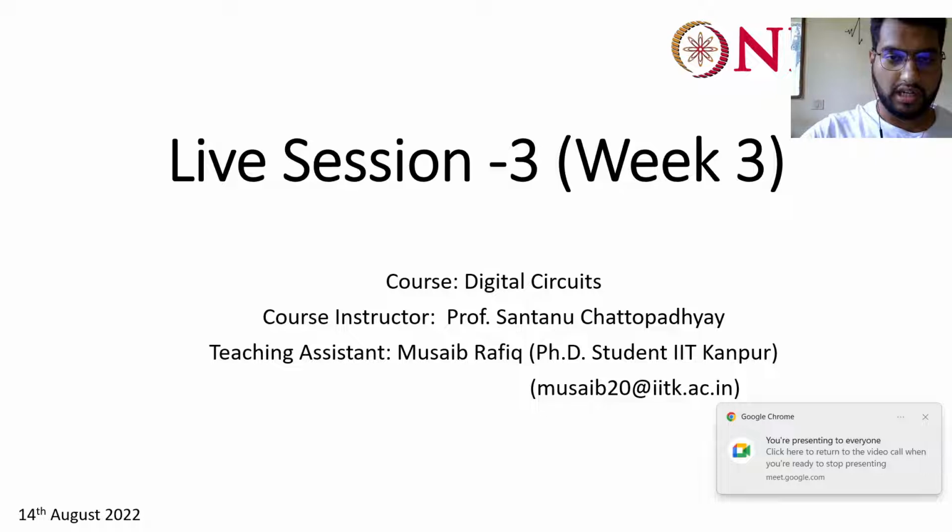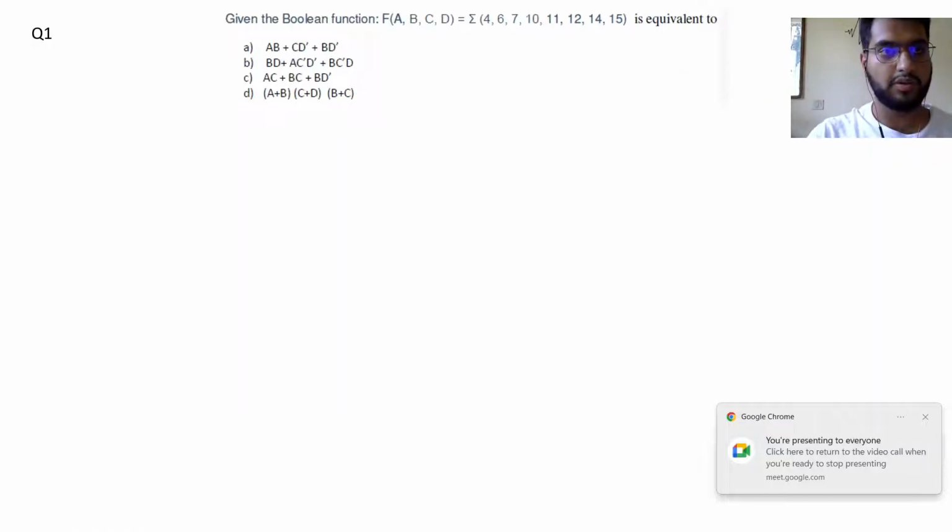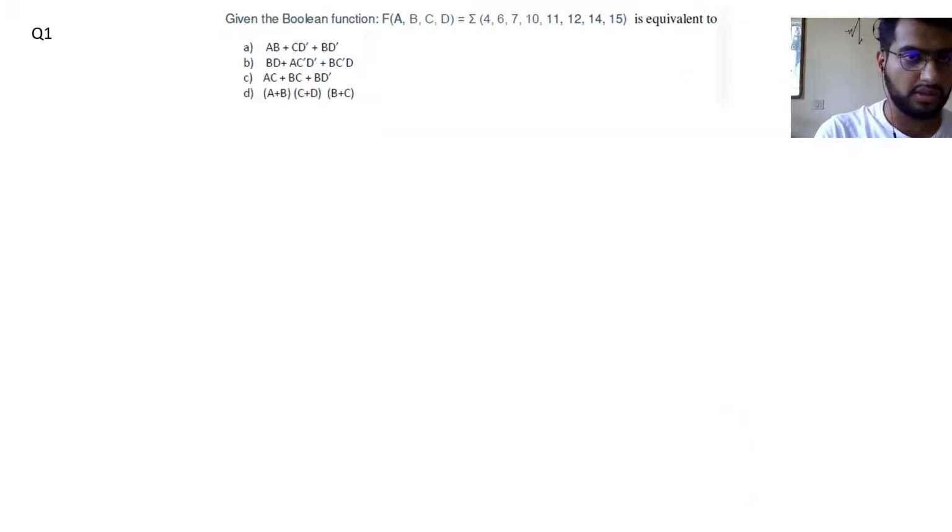So let me just start with this first problem. The first problem that is given here is question number 1. Given the Boolean function f of a, b, c, d, a 4-variable Boolean function, is the sum of these minterms 4, 6, 7, 10, 11, 12, 14 and 15. And we have to minimize it and find out the equivalent expression for this. So we will be using mostly the Karnaugh map approaches, the K-map approaches to solve these kind of questions.